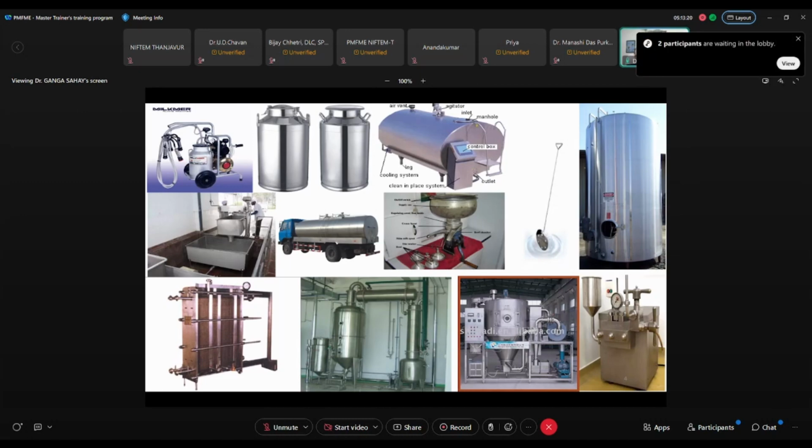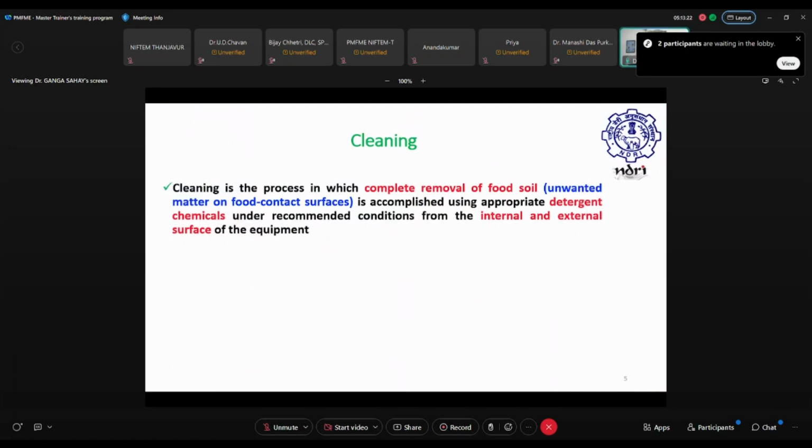Okay, so basically coming to cleaning, what is cleaning? Cleaning is the process in which there is complete removal of food soil. What is this food soil here? It is the unwanted matter on a food contact surface. It is accomplished using appropriate detergent chemicals under recommended conditions from the internal and external surfaces of the equipment.